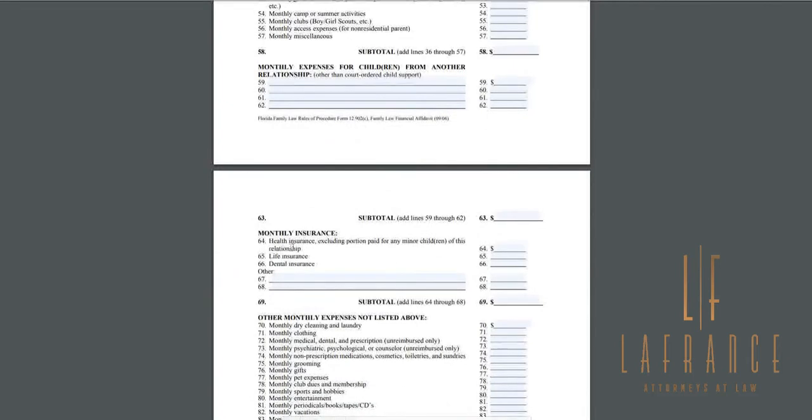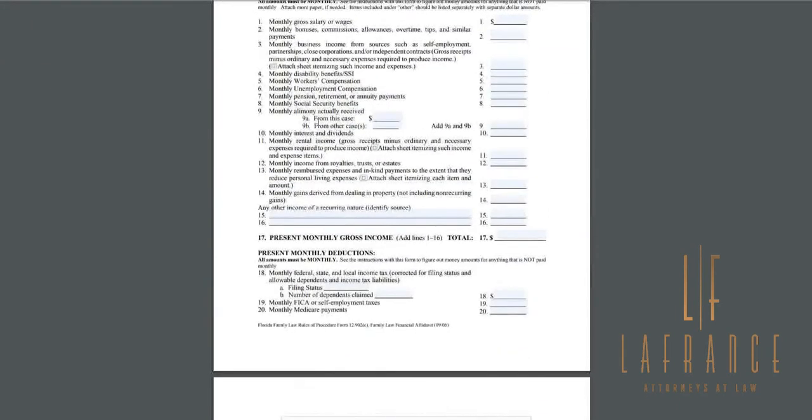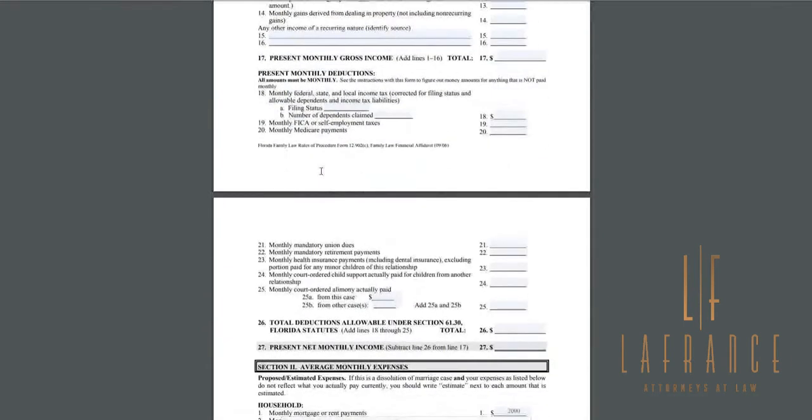Health insurance. You want to make sure here that if you've already deducted the health insurance up here from your deductions, you are not double dipping. So for instance, on line 23 here, we've got monthly health insurance payments excluding the portion paid for any kids. So this number 23 is looking for the cost for your individual health insurance. If you didn't have any kids, how much would it be just for your health insurance? And that's the number that you put here.